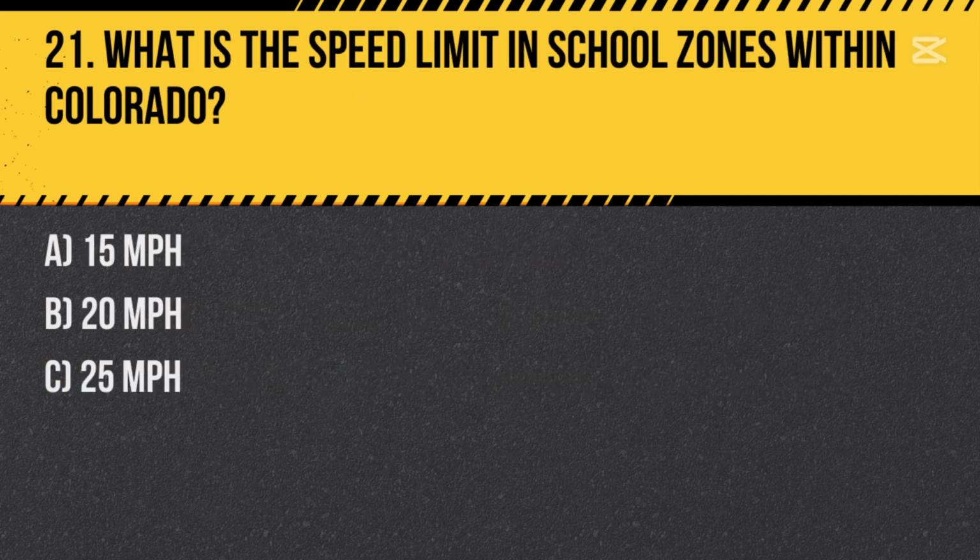Question 21. What is the speed limit in school zones within Colorado? A. 15 miles per hour. B. 20 miles per hour. C. 25 miles per hour. Answer B. 20 miles per hour. The typical speed limit in school zones within Colorado is 20 miles per hour to ensure the safety of children and pedestrians in these areas.